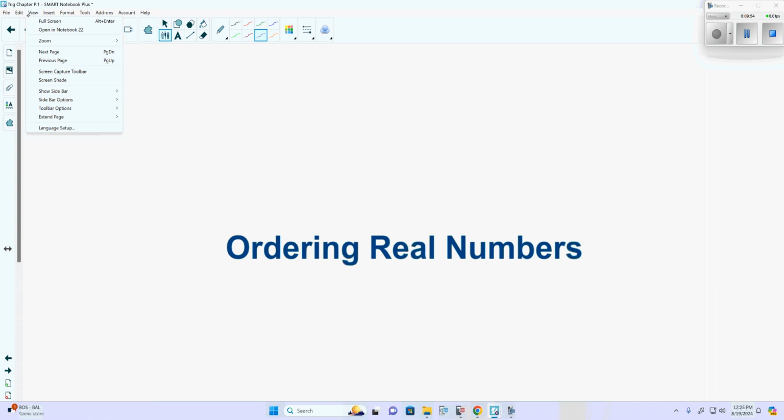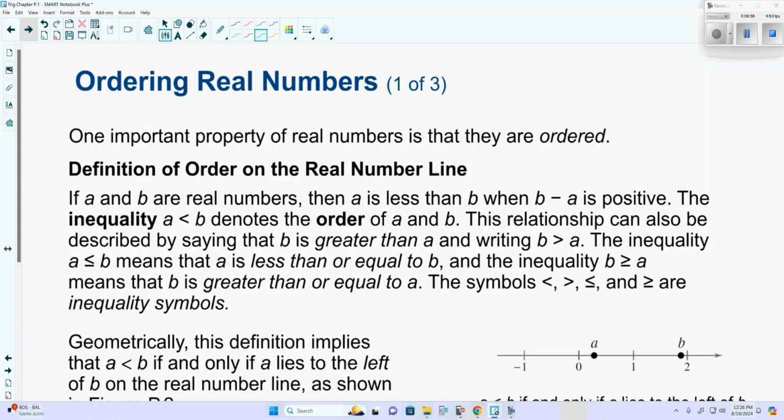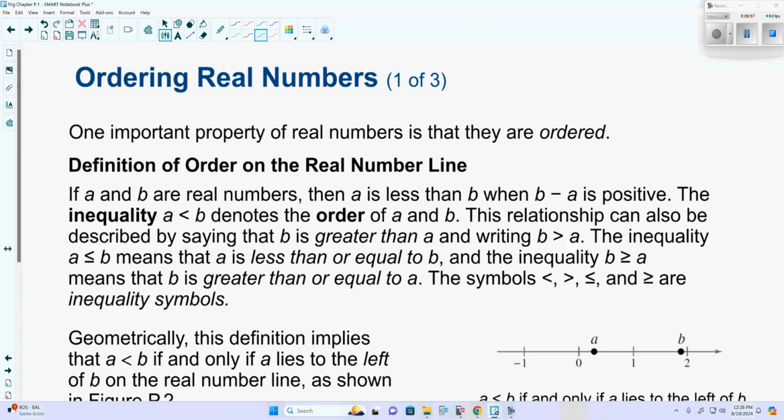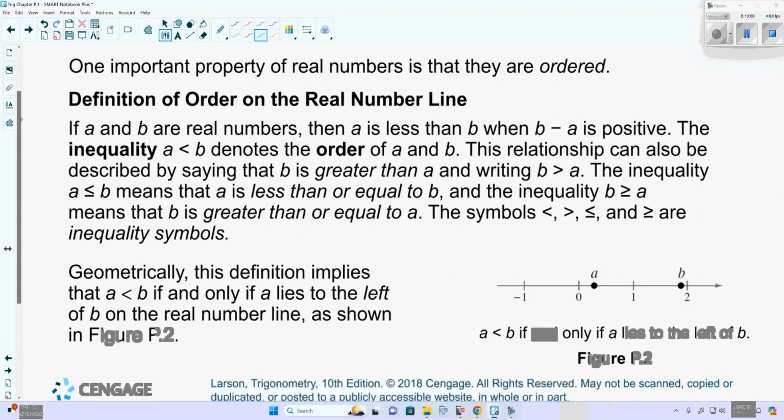Ordering real numbers. One important property of real numbers is that they are ordered. Definition of ordered real numbers: if A and B are real numbers and A is less than B, then B minus A is positive. The inequality A is less than B denotes the order of A and B. Okay, I'm going to stop there for a second. So A and B are real numbers and A is less than B. So A is smaller than B.